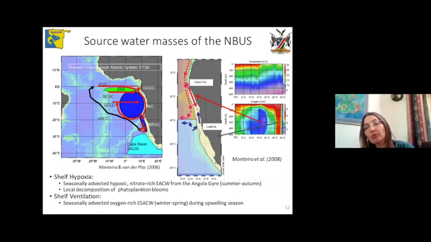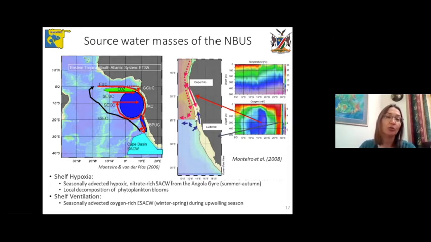And you can see here on the right this pool of low oxygen water that sits in that Angola Gyre, which comes up here, especially off northern Namibia, where it upwells onto the shelf seasonally. Whereas in winter, you have seasonally advected oxygen-rich water, which comes from the Cape Basin pool, which is the Eastern South Atlantic central water, mainly during the upwelling season in spring. And that you see here with this very much higher oxygen that you have in this pool of water. Generally off Lüderitz is where you see this upwelling onto the Namibian shelf.